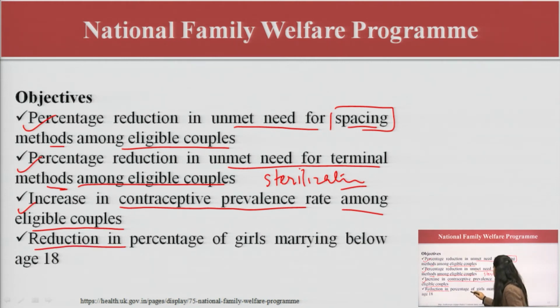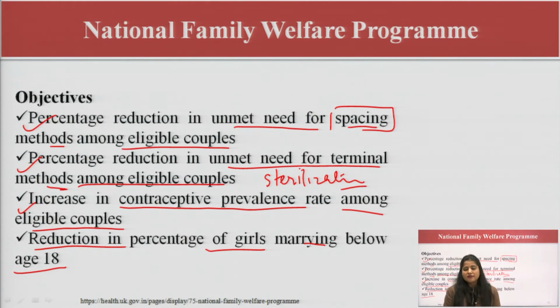Reduction in percentage of girls who are marrying less than the age of 18. So, these are some of the objectives by which we will stabilize the population, and not only stabilize the population, but also improve the quality of the population, to provide health care facilities to women as well as to the child.